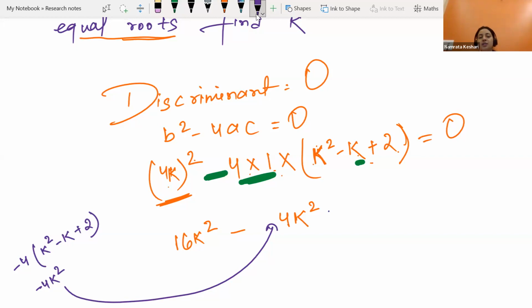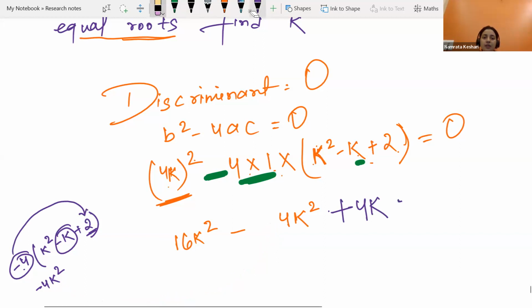So what shall I write? Please tell me. It will be plus, because minus into minus. When you multiply this minus 4 with minus k, will it be plus 4k or minus 4k? Plus. Okay, it will be plus 4k. And minus 4 multiplied with plus 2 will be plus 8 or minus 8? Yes, minus 8.